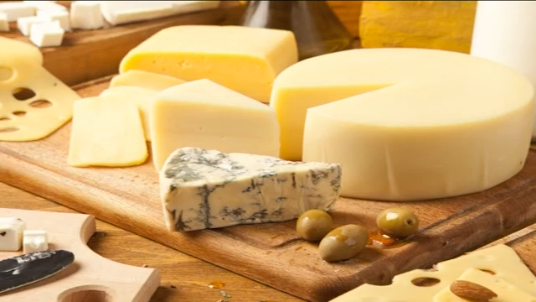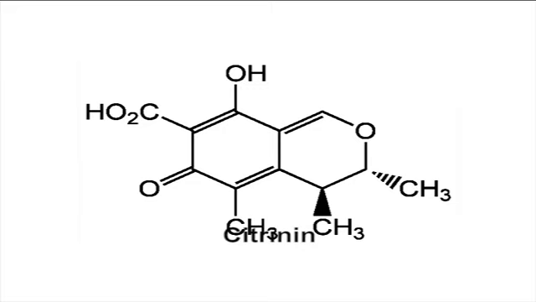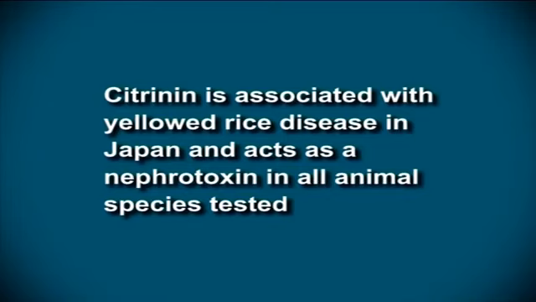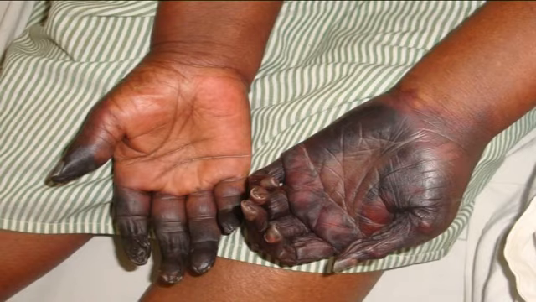Some of these species are used to produce human foodstuffs such as cheese, Penicillium camemberti, sake, miso, and soya sauce, Aspergillus oryzae. Citrinin is associated with yellowed rice disease in Japan and acts as a nephrotoxin in all animal species tested. Ergot. Alkaloids are compounds produced in the sclerotia of species of Claviceps, which are common pathogens of various grass species. Ergotism is a human disease historically known as Saint Anthony's fire.